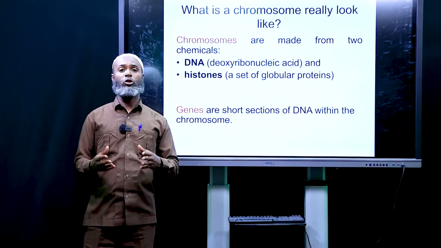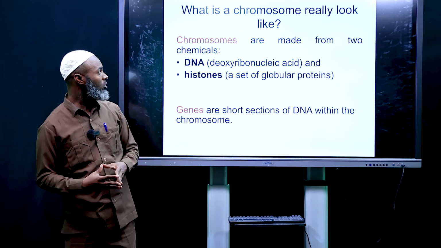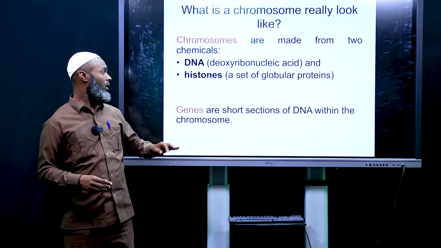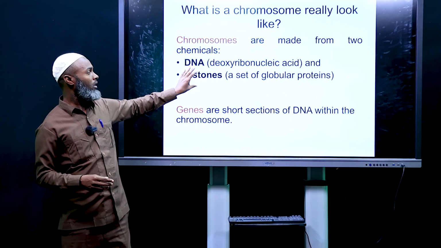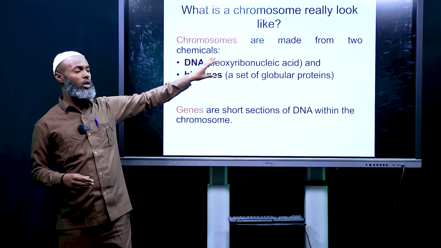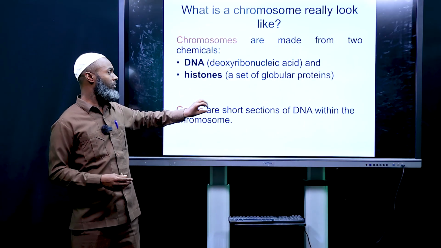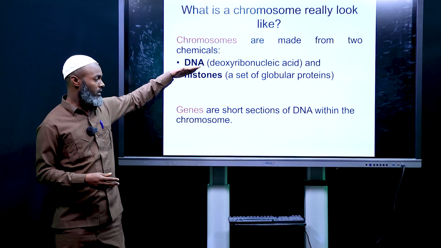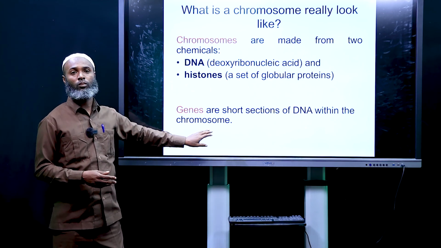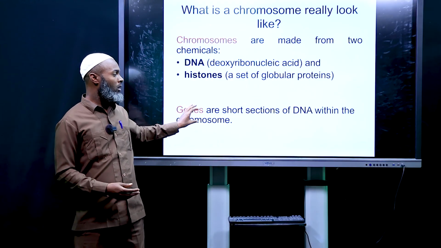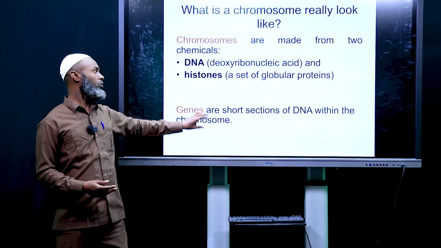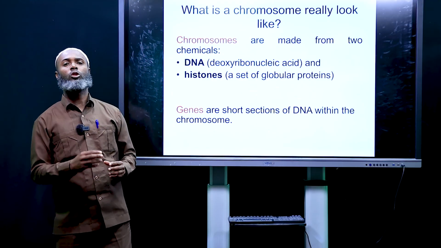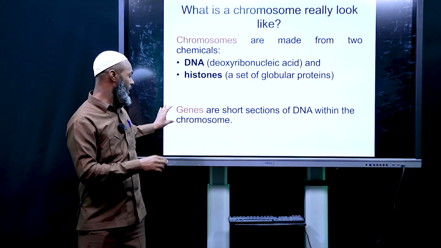Now let's see chromosomes, which are a very important aspect of our topic. Chromosomes are made from two chemicals, DNA and protein. DNA, deoxyribonucleic acid, is one example of nucleic acid, and histone, the second component of chromosomes, is a globular protein. Whereas genes are short sections of DNA within the chromosome. Chromosomes are made up of DNA and histone. The DNA part of the chromosome has a gene, one section of that DNA.